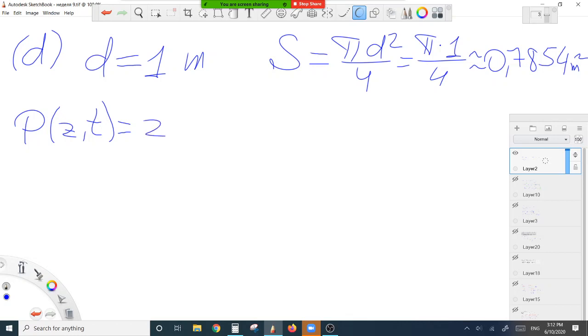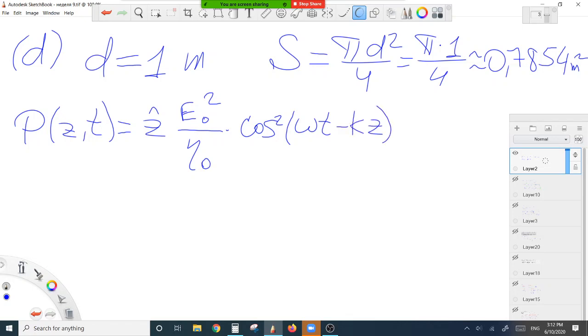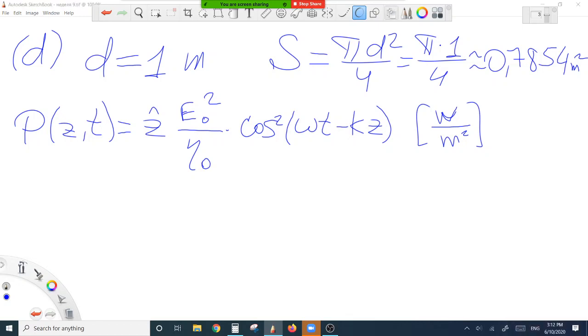z, E0 squared over eta 0 multiplied by cosine squared of omega t minus kz. This was the power density. The unit of measurement is watt per meter squared.